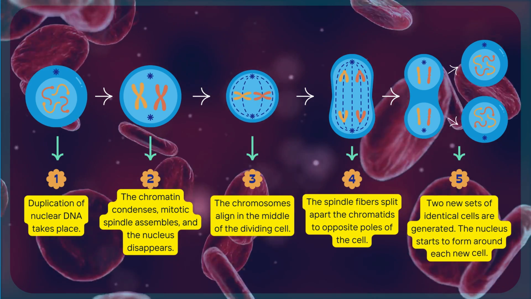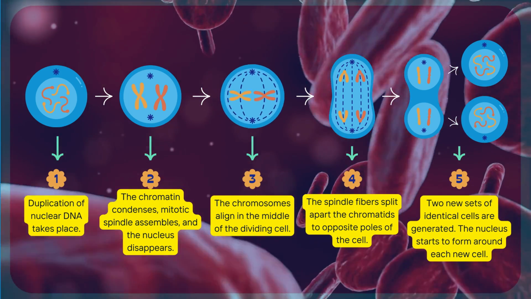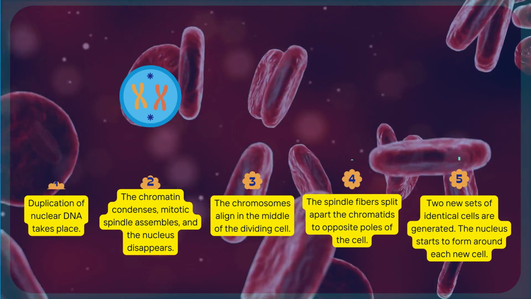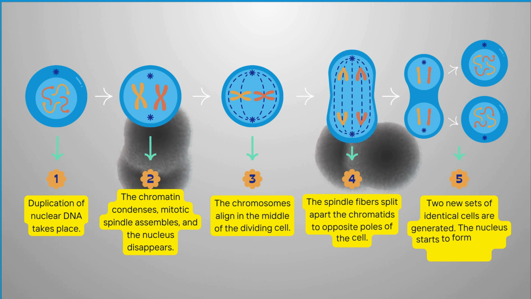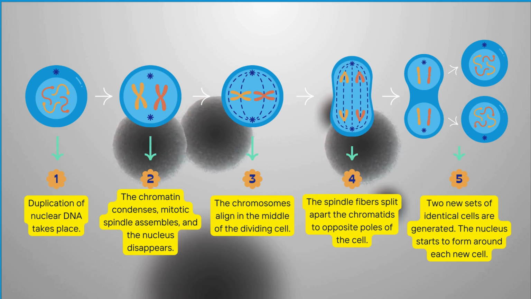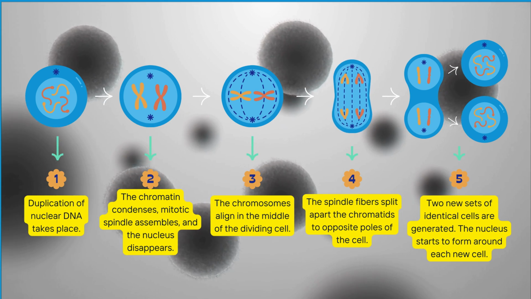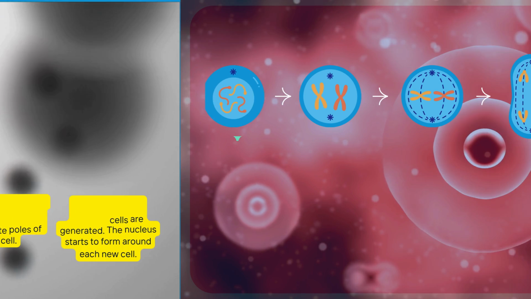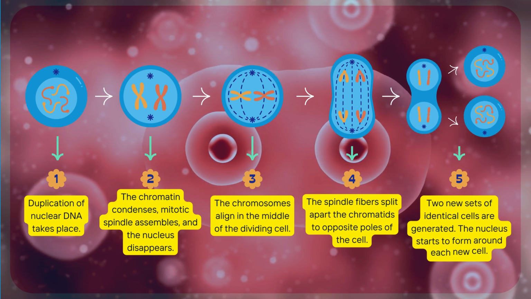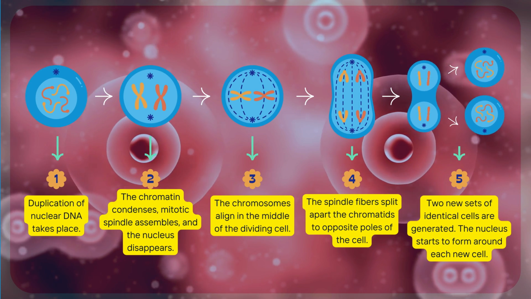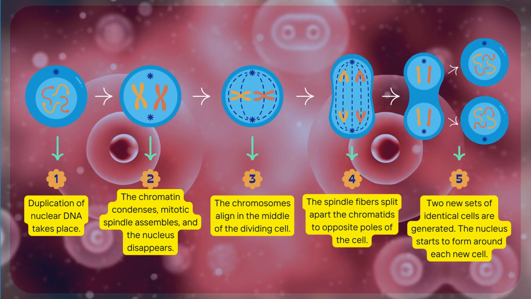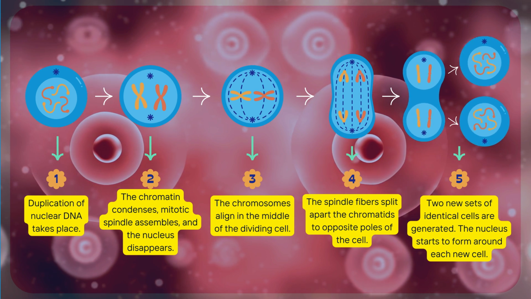In the third step, the chromosomes align in the middle of the dividing cell. In the fourth step, the spindle fibers split apart the chromatids to opposite poles of the cell. In the fifth step, two new sets of identical cells are generated. The nucleus starts to form around each new cell.